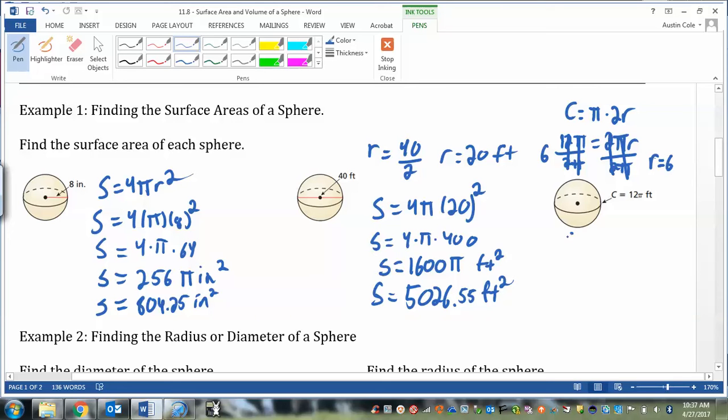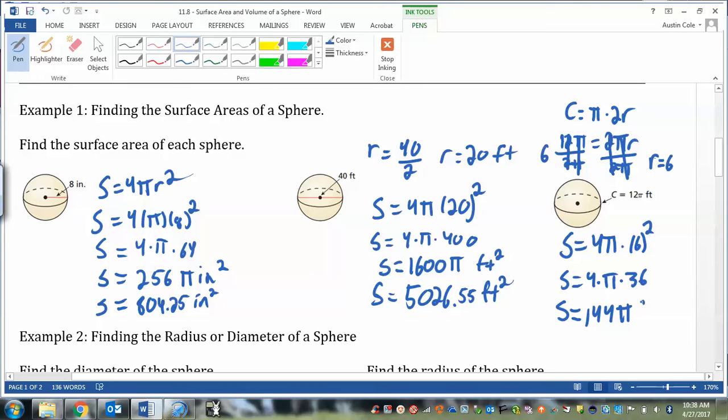All right, now we can plug into our formula, right? We have surface area equals 4 pi times r squared. We said r is 6. So I'm going to get S equals 4 times pi times 36. S equals 144 pi. What are my units going to be?